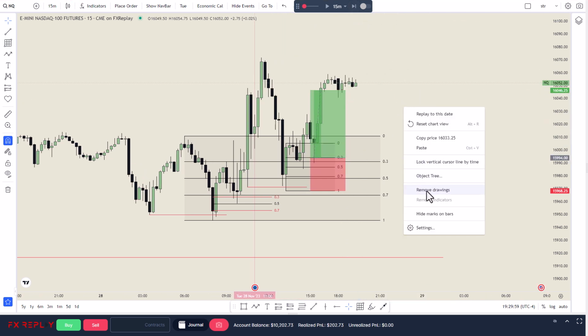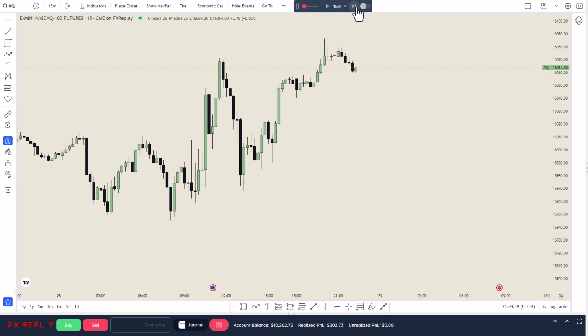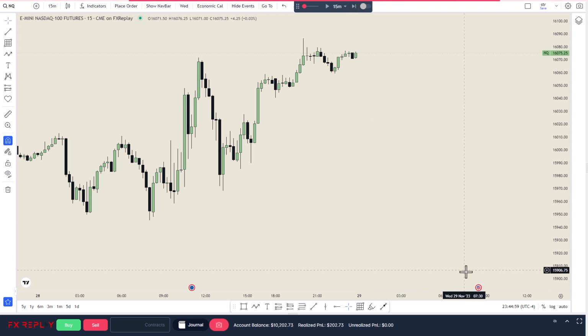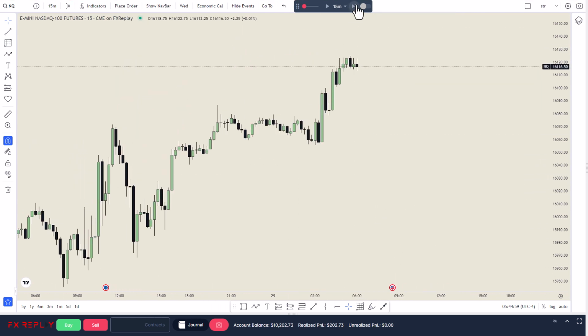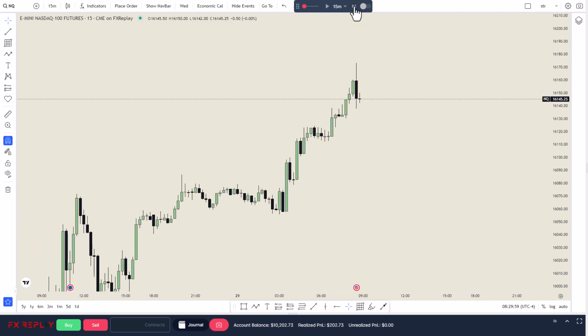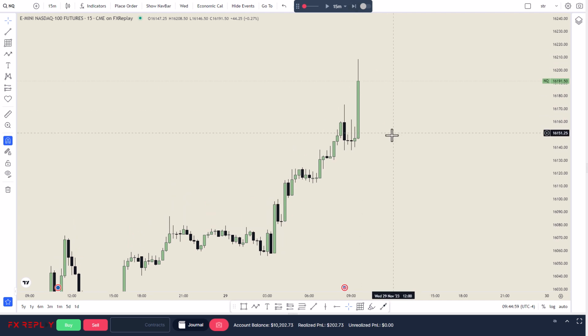Let's remove everything. It looks like that we have some news. So let's let the 9:30 equity open pass the volatility, and we're going to start by 9:45, right? All right, so let's start.